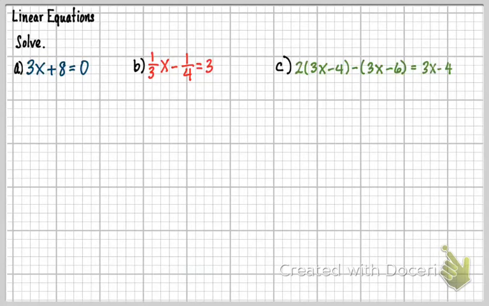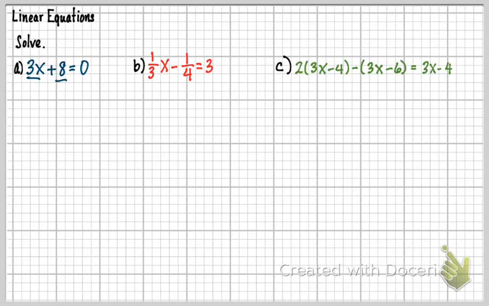Linear equations, solve. So the first thing to do here with this number a is we take a look at this and we realize we have a letter term and a number term on the same side. Now the first thing to notice is terms. Terms are separated by pluses, minuses, and equal signs. So if you look at this here, I actually have three terms in this equation altogether. And I have a letter term and a number term on the same side.